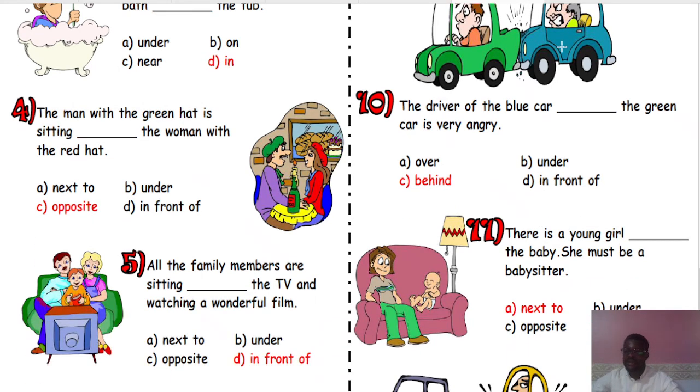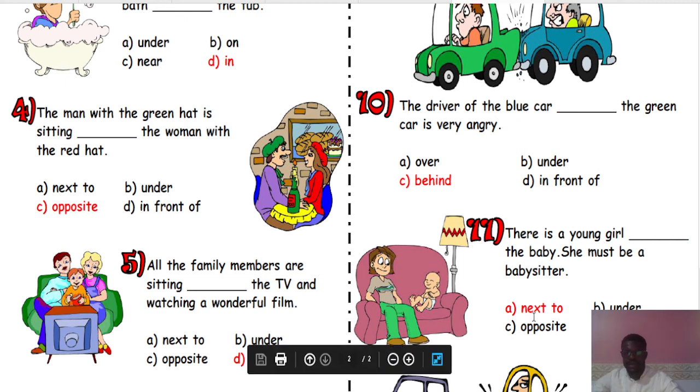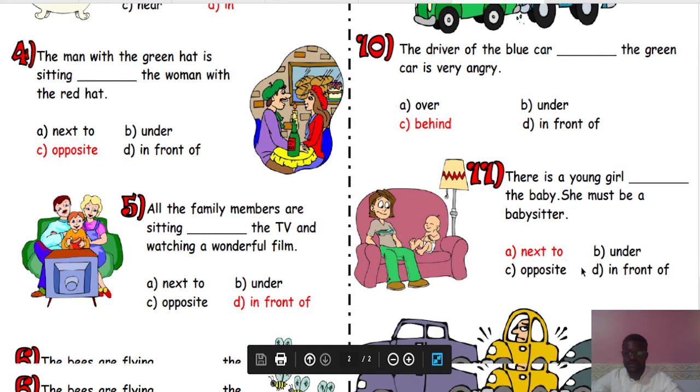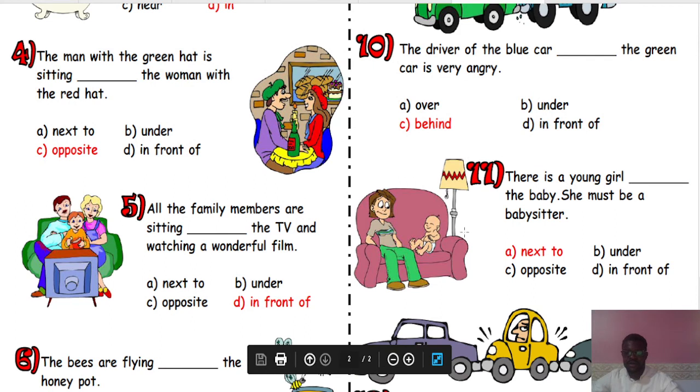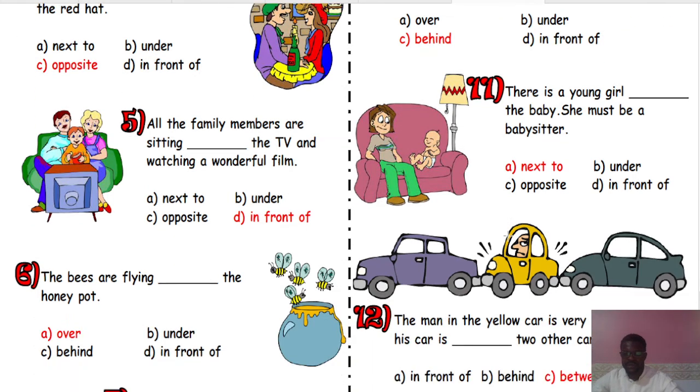So here we've got number 11. There is a young girl next to the baby. She must be a babysitter. See the young girl next to the baby, and she must be the babysitter.